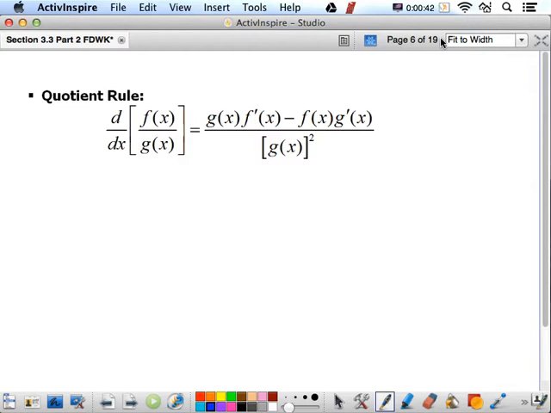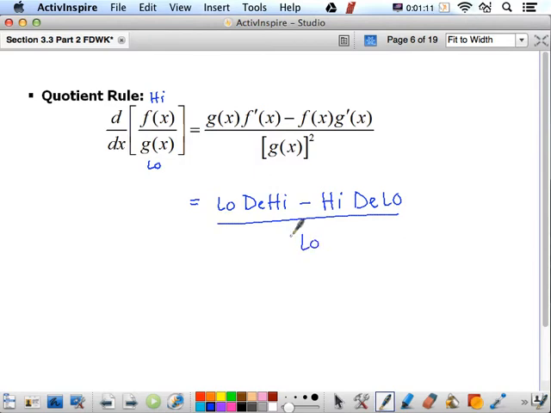So there is a saying for this, and I don't know if you'll like it or not, but what we do is we call this the high function and this the low function, and we say that this is low times the derivative of the high function, so we say low d high, minus high d low, this is the derivative of the low function, over low, or low squared. So that's how I learned the quotient rule, so I wouldn't get it mixed up. Low d high minus high d low over low.